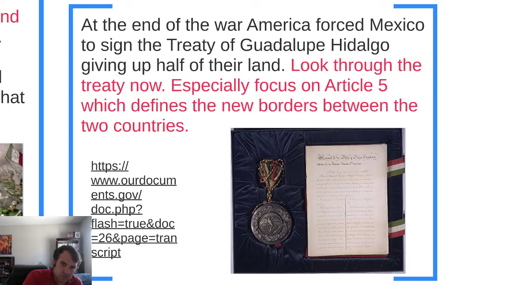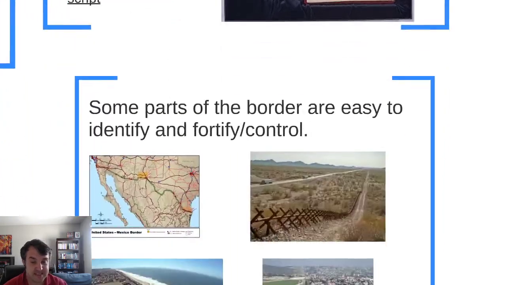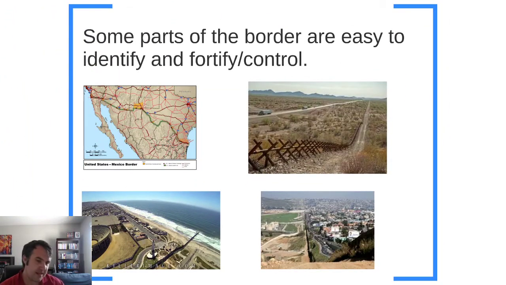So at the end of this war, America forced Mexico to sign the Treaty of Guadalupe Hidalgo. And I have a copy of this treaty. It's in my documents, and I hope you guys analyze it and answer some questions about it. But I want you to especially focus on Article 5, which defines the new borders between Mexico and the United States. And in Article 5, it does make it pretty clear where the borders are. It tells you about some lines you should draw from one river to another river. And when you're going through a desert, it's pretty clear where the border is.